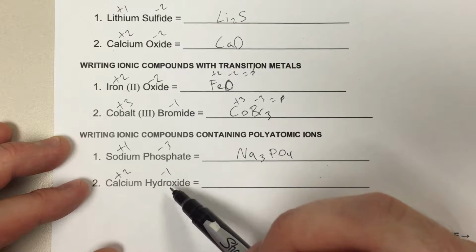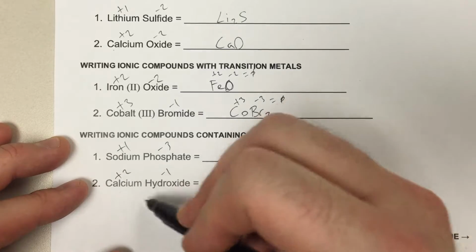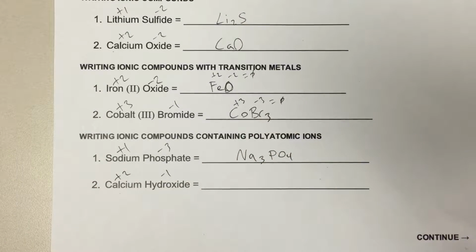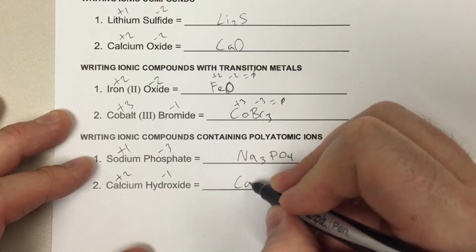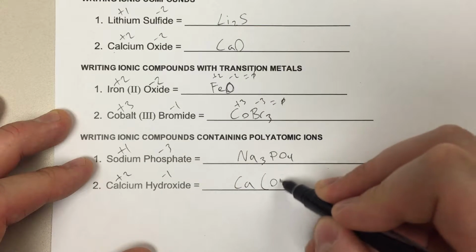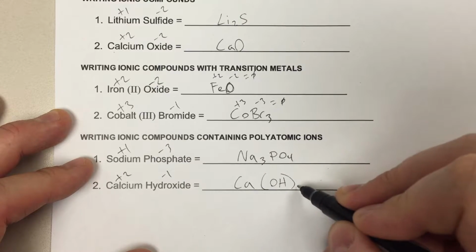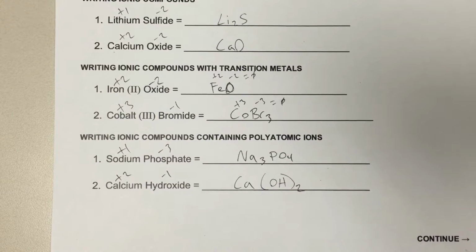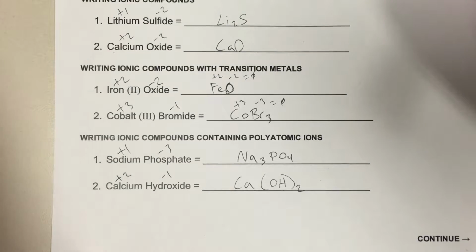Whenever you need more than 1 of a group, you need to put parentheses around it when you're actually writing the formula. For example, Ca, I need one of those. Now I want two of these. Parenthesis, put the thing inside that you want more than one of, and the number on the outside indicating how many you need. That is writing ionic compounds. Writing and naming ionic compounds.